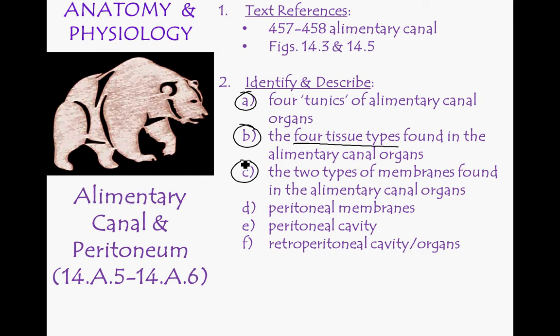Number C, the two types of membranes found in the alimentary canal. We'll be talking about the two membrane types, the peritoneal membrane and the peritoneal cavity, and be able to identify and describe what those are, as well as the retroperitoneal cavity and any organs that are in there.